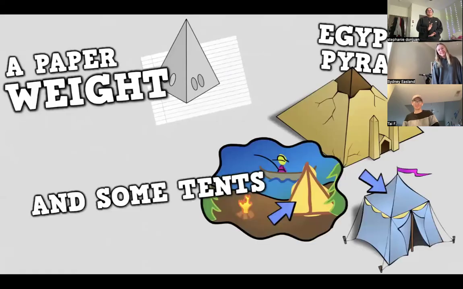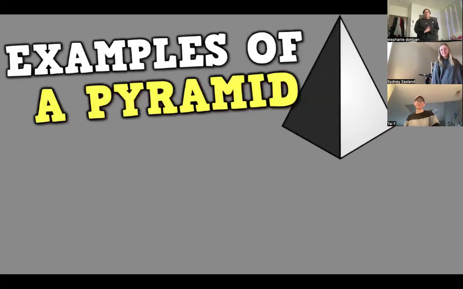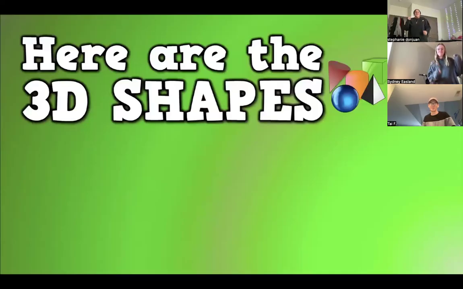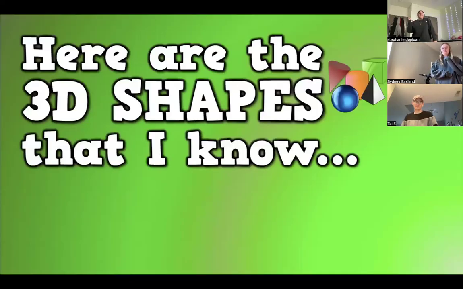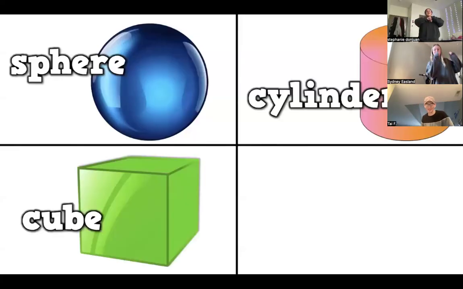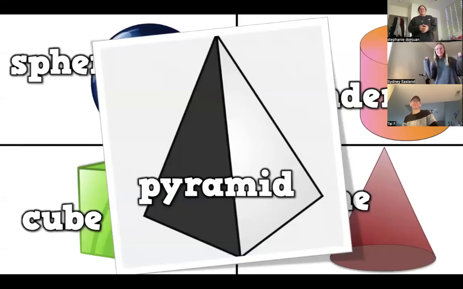Egyptian pyramid, and some texts would be examples of a pyramid, as you can plainly see. Here are the 3D shapes that I know. A sphere, a cylinder, a cube, and a cone.